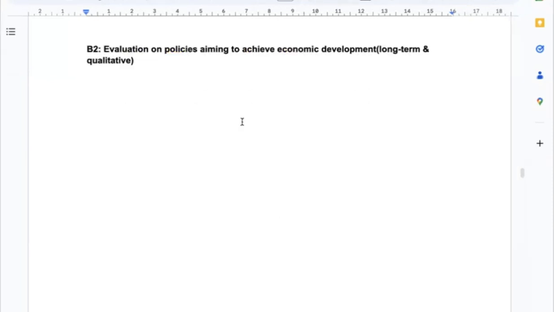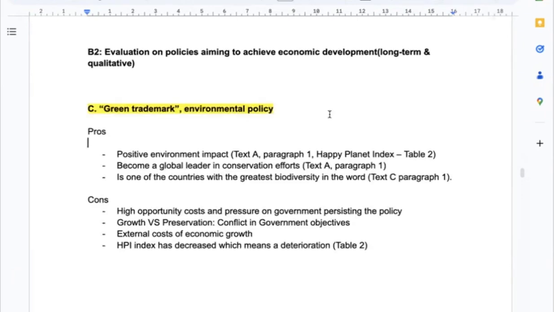In Body 2, the evaluation is going to be on the policies that are aiming to achieve economic development, and I'm going to focus on their long-term and qualitative features. Let me start talking about the green trademark environmental policy.